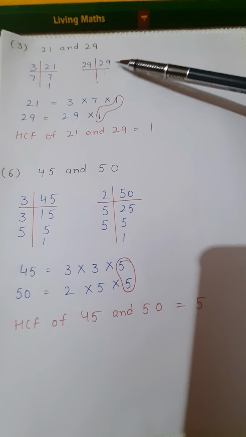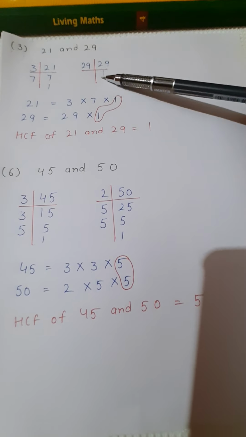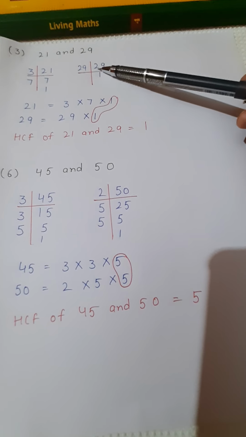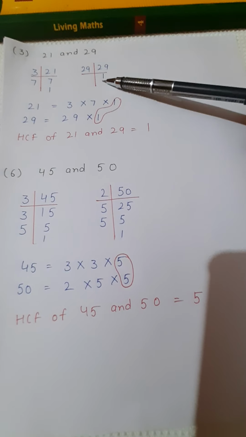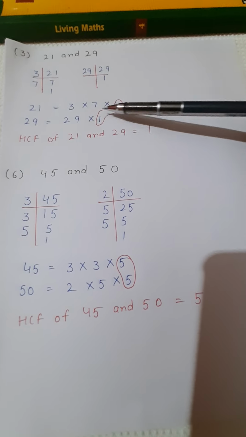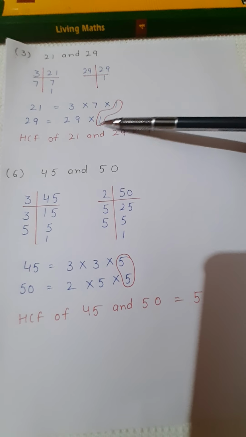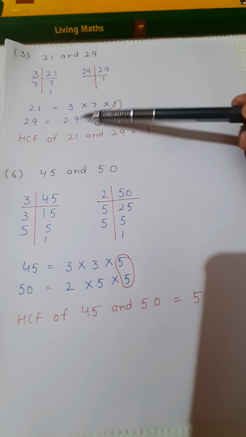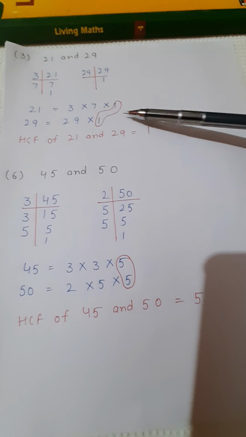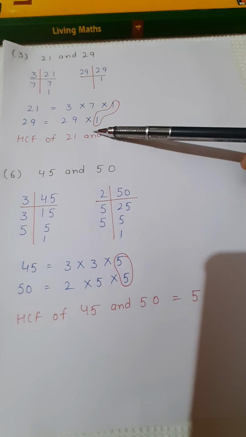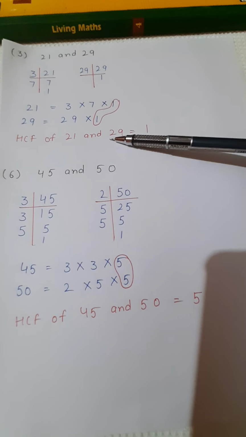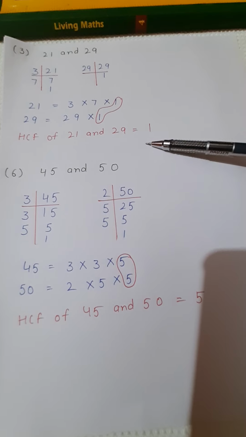Then 29 is a prime number. So 29 comes only in its own table, 29 ones are 29. So the factors of 29 are 29 into 1. If I do not write 1 here, no common factor will come. But 1 is a factor of all numbers, that's why I am writing 1 here. So now the common factor is 1 only. So the HCF of 21 and 29 is 1.